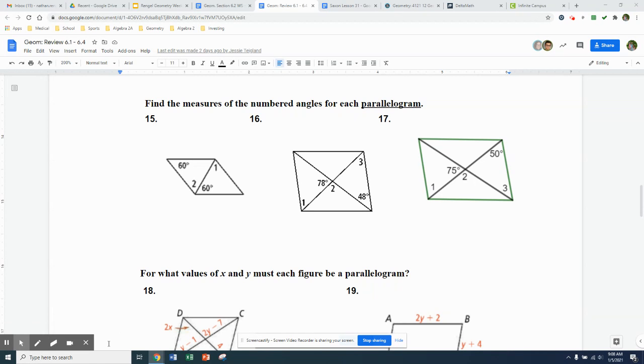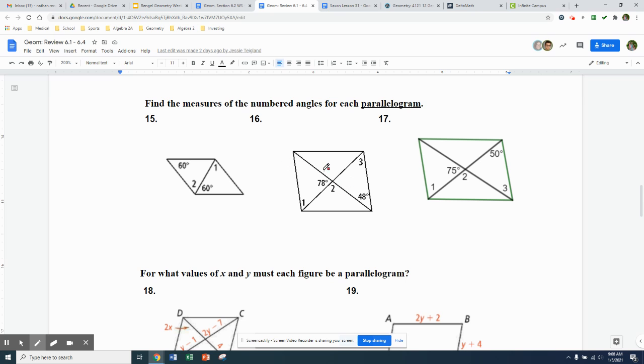So in 16 and 17, we are going to find the missing angle measures in the parallelogram. The big thing that happens when we start forming these diagonals is you're forming triangles. So we've got all these triangles here, and just remembering that triangles will add up to a total of 180 degrees.